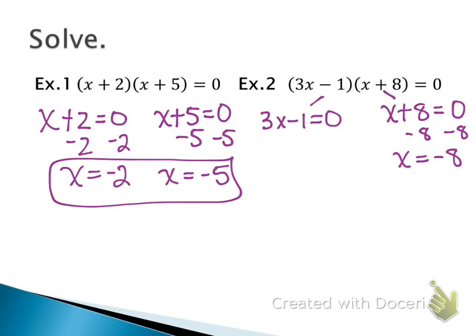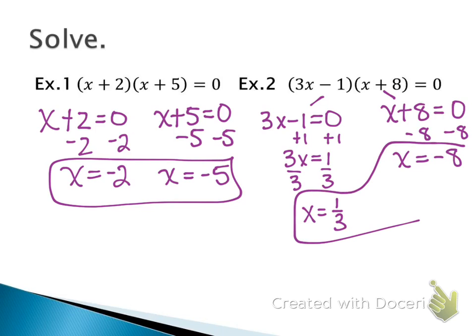Jaquan, what should I do to solve 3x minus 1 equals 0? And then do what? Then once we've got 3x equals 1, we divide both sides by 3. X is equal to 1/3. So there are our two answers.